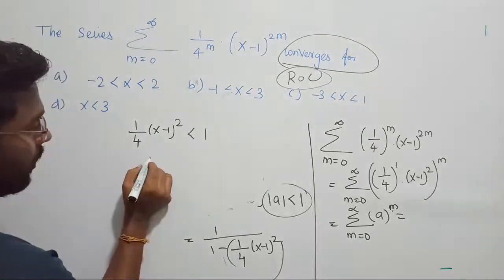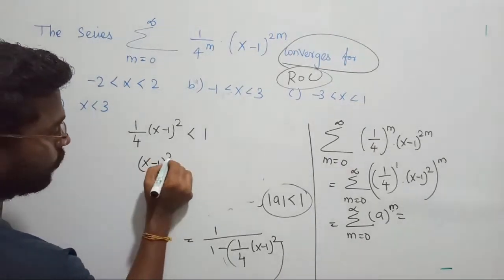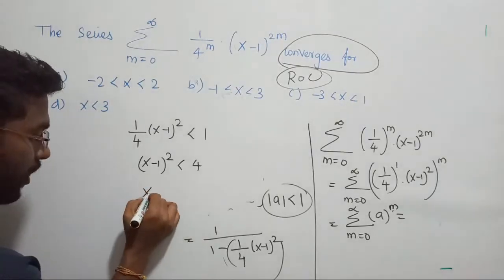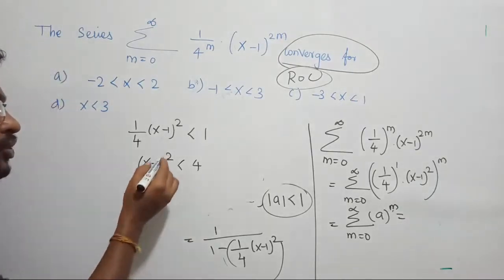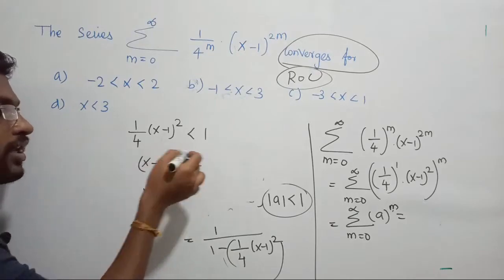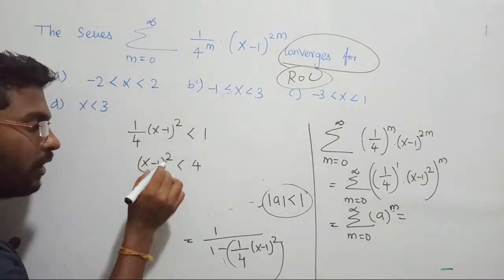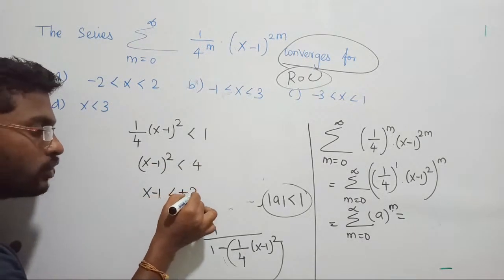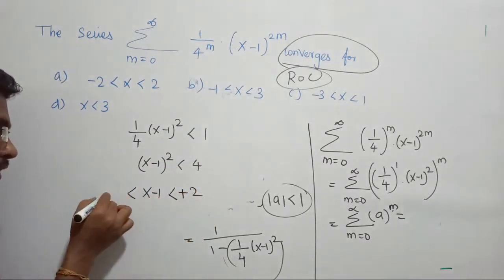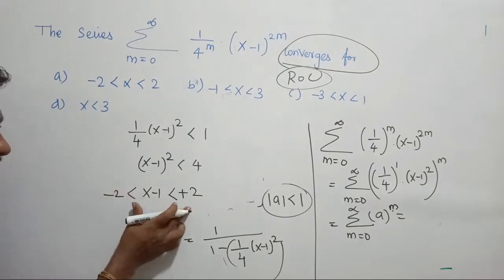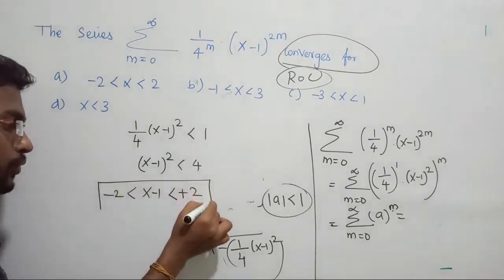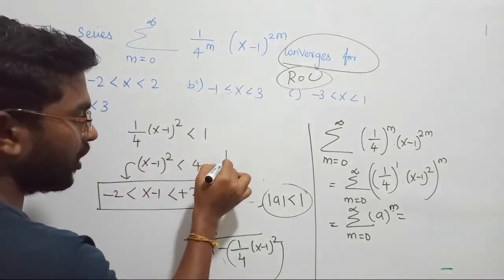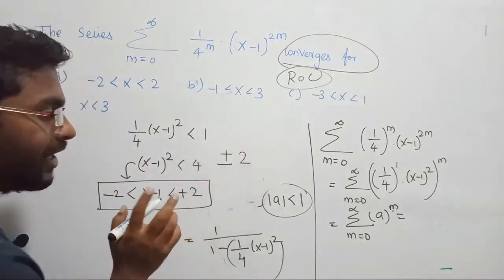Pass this 4 to the right side such that (x minus 1) whole square should become less than 4. Let's proceed further. It is going to be x minus 1, whole square. When you pass the square to this side, it will become plus or minus 2. Plus 2 will be here, minus 2 will be here. So its range will become plus or minus 2. Are you getting me? When you pass the square to this side, you are going to get plus or minus 2. You will get two values.